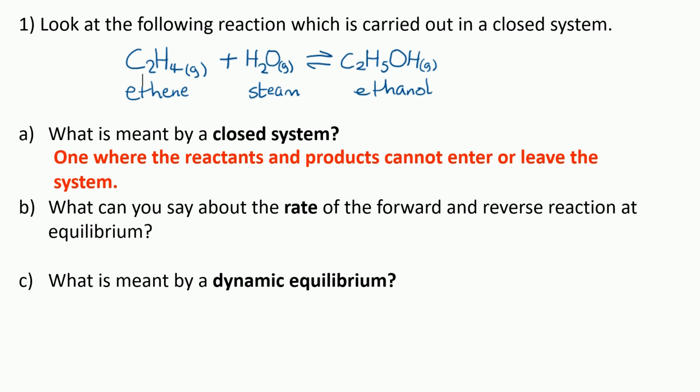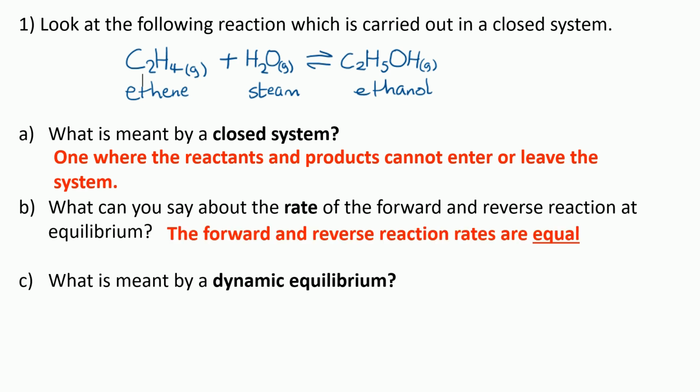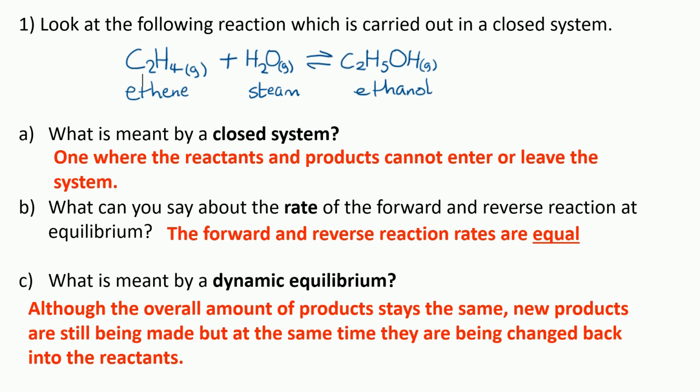And what can we say about the rate of the forward and reverse reaction at equilibrium? Well, the forward and reverse reaction rates are equal. So that means that the forward reaction is going just as quick as the reverse reaction. And what is meant by dynamic equilibrium? Well, although the overall amount of product stays the same, so it might look like no new product is being made, new products are still being made, but at the same time they're being changed back into the reactants.